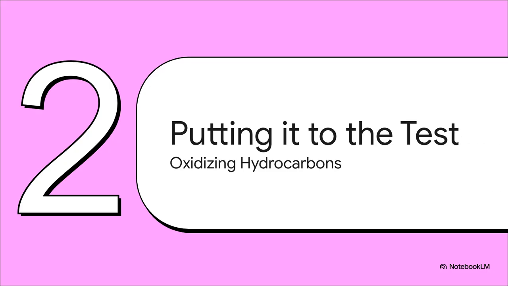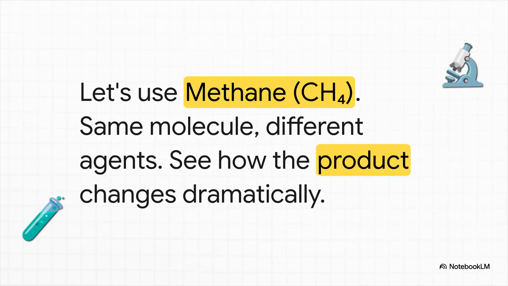Okay, enough theory. Let's actually see how this works. We're going to start with the simplest organic molecules out there, the hydrocarbons, and see if our new map can actually guide us to the right product. We're going to use good old methane as our guinea pig. By keeping the starting molecule the same, we can really clearly see how just changing the strength of our tool, the oxidizing agent, completely changes the final product.